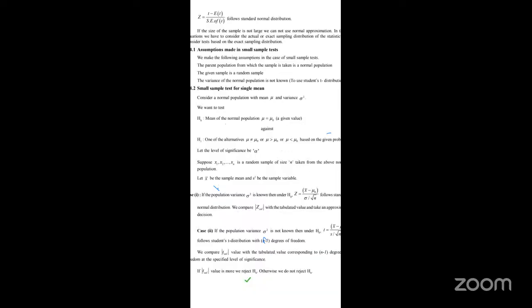The tabular value is 1.96. So 3 is greater than 1.96, so we reject H naught, since the calculated value is greater than the tabular value. So we reject H naught. Here the claim is that the mean is not equal to 65.